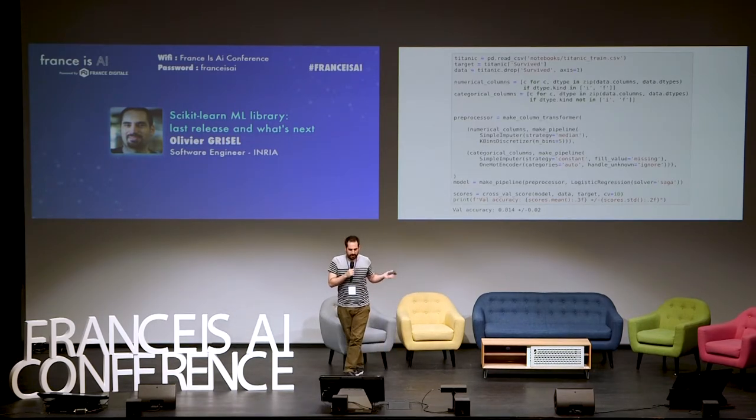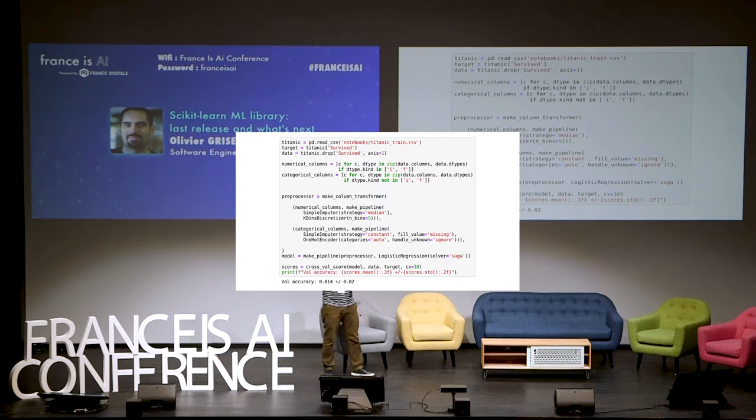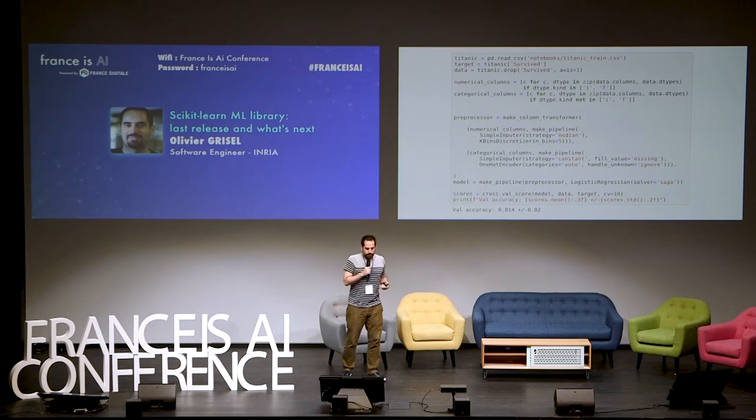So here is a bit of code to show how the column transformer works. We start from a CSV file that has heterogeneous data. It's the Titanic data set from Kaggle. We isolate the target variable that we want to predict, whether or not a passenger has survived. And then we consider, for all the other columns, whether they are numerical or categorical variables.